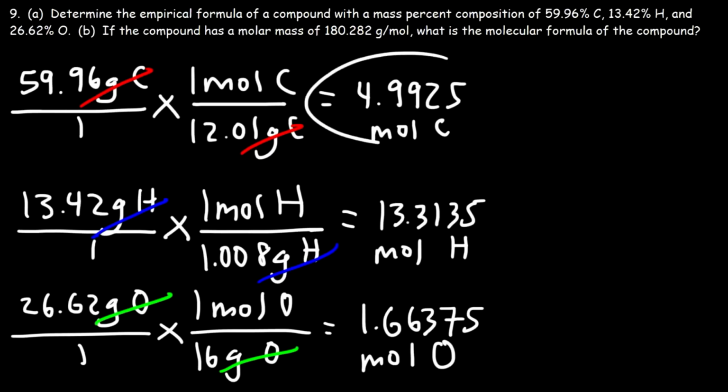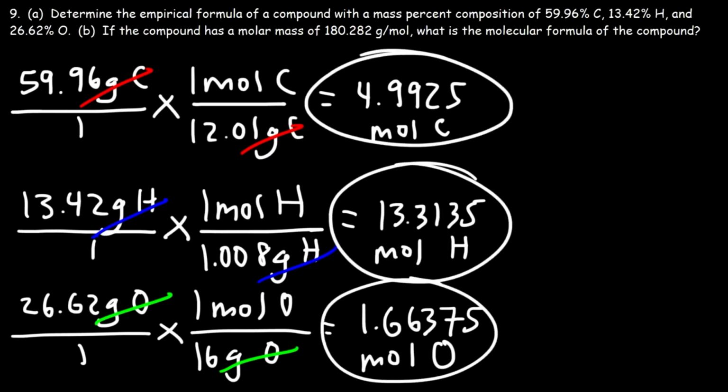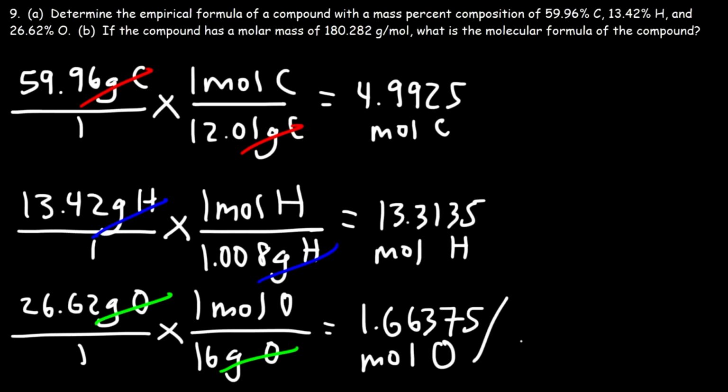Now the next thing that we need to do is divide each of these three numbers by the smallest of those three numbers. And so the smallest is going to be the moles of oxygen.